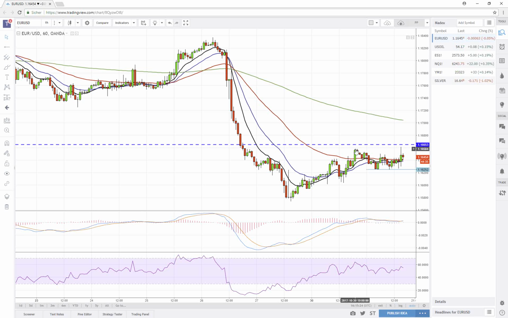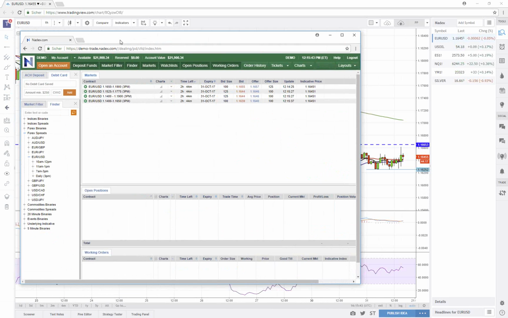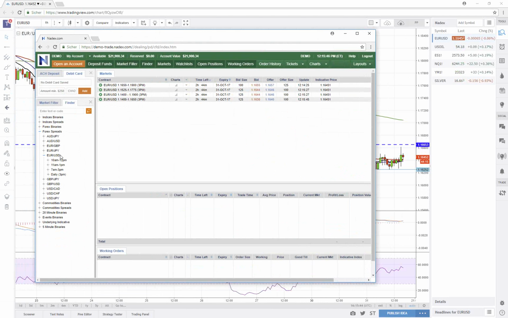My stop loss location would usually be above the high of that recent swing point move. However, with that level sitting just here, I would place my stop loss definitely above the level there. Now, let's have a look at how this could be potentially traded with a Nadex contract. And I'm looking here at forex spreads. I don't want to use a binary this time because I think this is a very nice opportunity to talk about the spread.